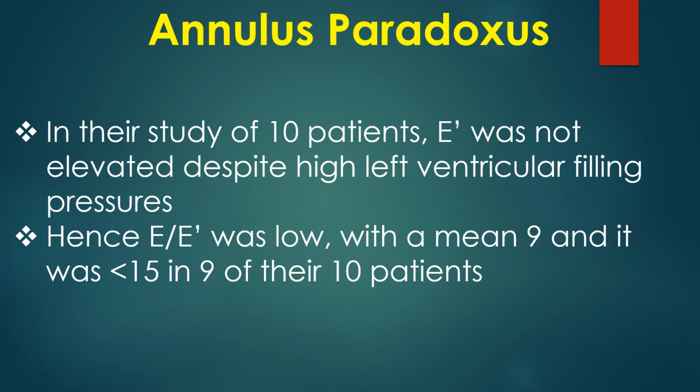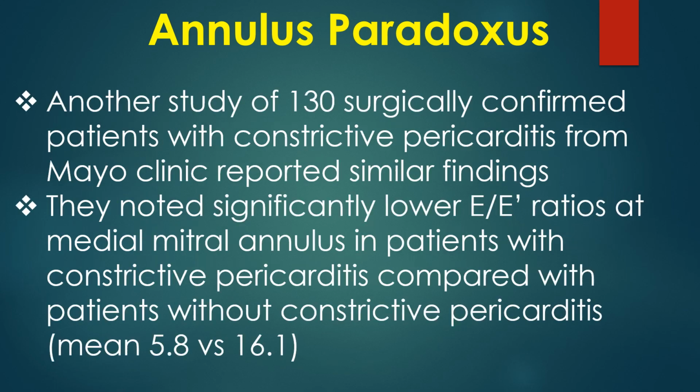Hence, E by E prime was low with a mean of 9, and it was less than 15 in 9 of their 10 patients. Another study of 130 surgically confirmed patients with constrictive pericarditis from Mayo Clinic reported similar findings. They noted significantly lower E by E prime ratios at the medial mitral annulus in patients with constrictive pericarditis compared with patients without constrictive pericarditis, mean 5.8 versus 16.1.